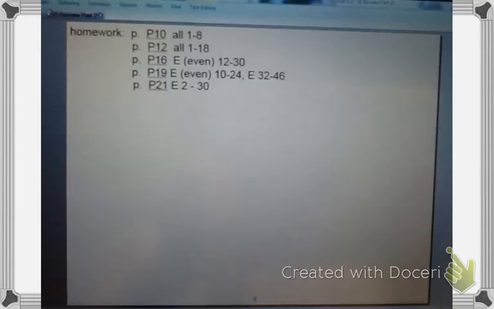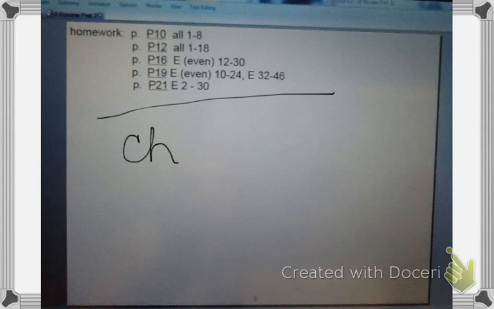That is the end of the Chapter 0 review. Here are your assignments. Notice that this is page P10. This is all from Chapter 0.